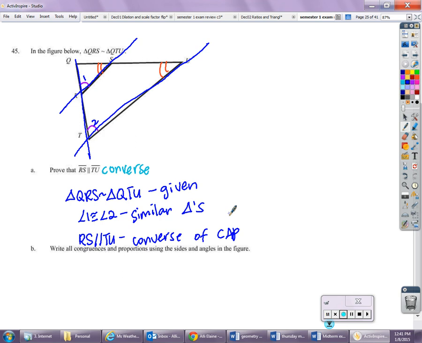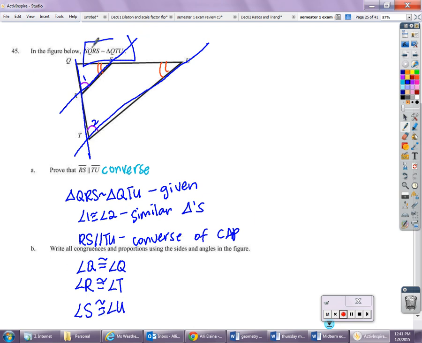B, right? All congruence and proportions between the sides and angles in the triangle. All right, so you know that angles are congruent, so angle Q goes with angle Q. Angle R goes with angle T. And I'm just looking at this right here. So I can see that R goes with T, and that angle S goes with U.